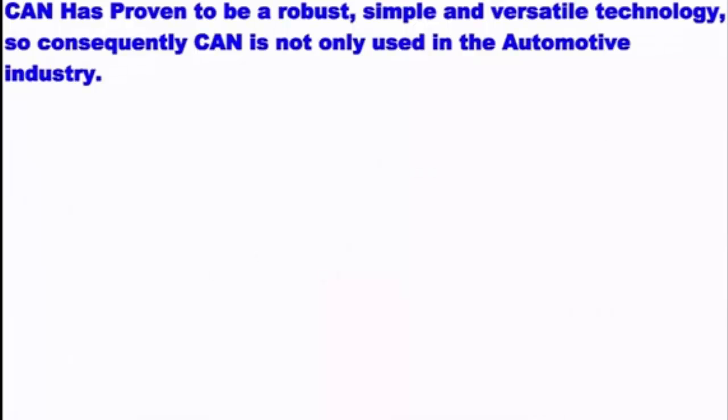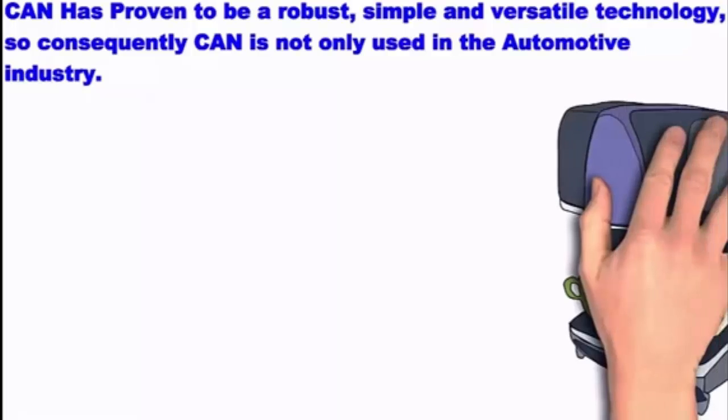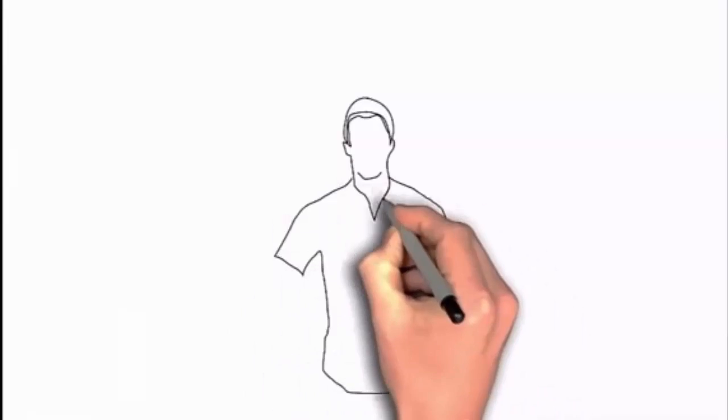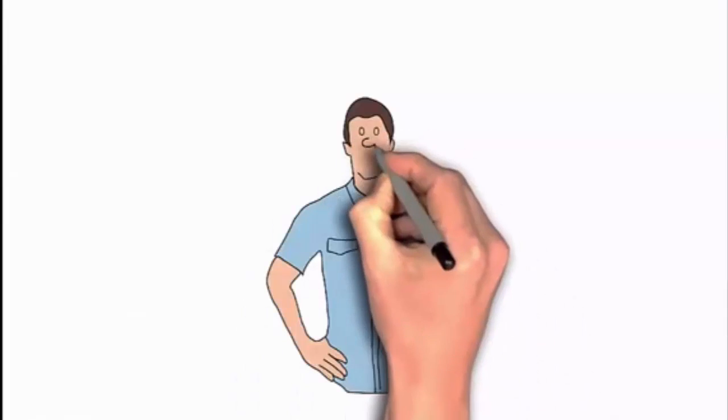So consequently, CAN is not only used in the automotive industry, but it's also found its way into all manner of household appliances and medical equipment where microprocessors need to communicate amongst each other. Have you ever used a coffee machine in your home or in your office and wondered how the heck it works? Chances are it is a CAN-compliant machine. I want to make something very clear by repeating what I've previously shared with you.